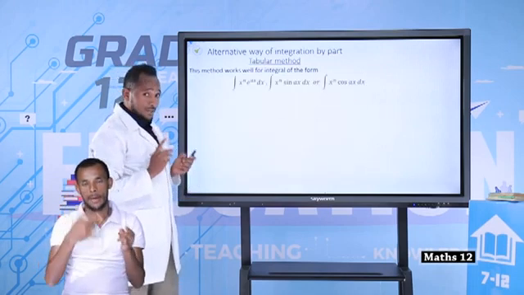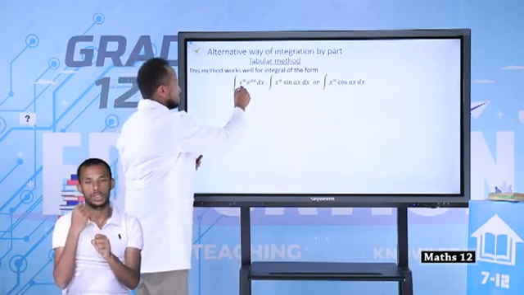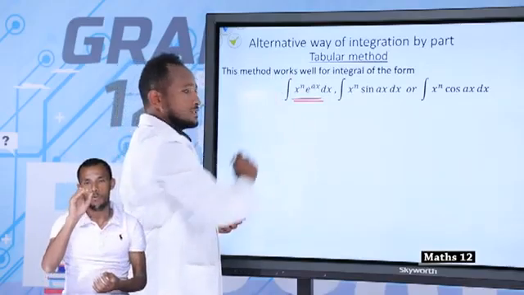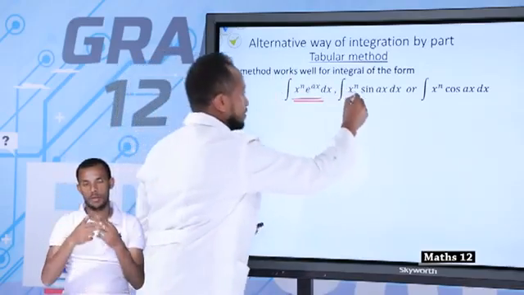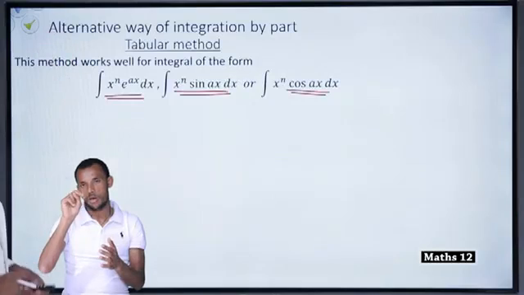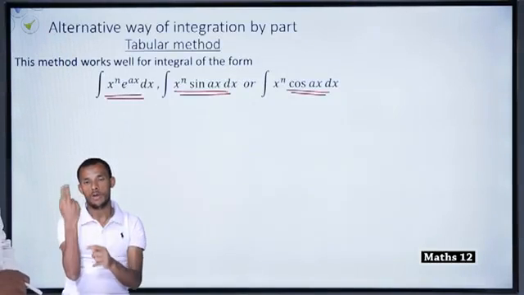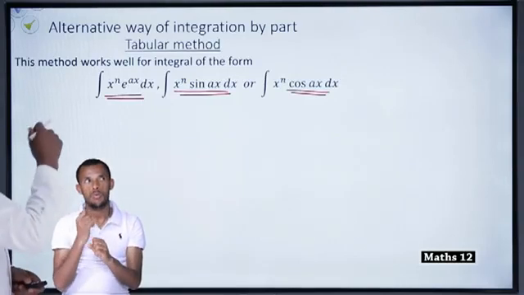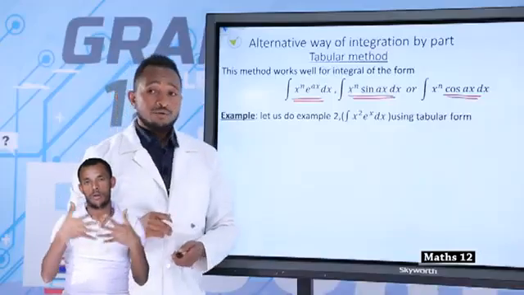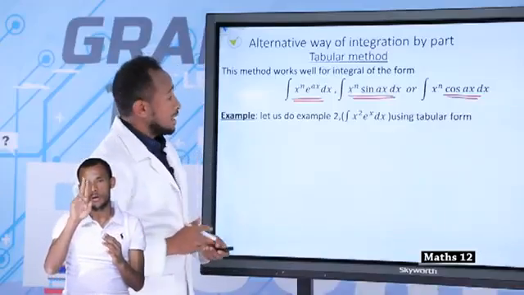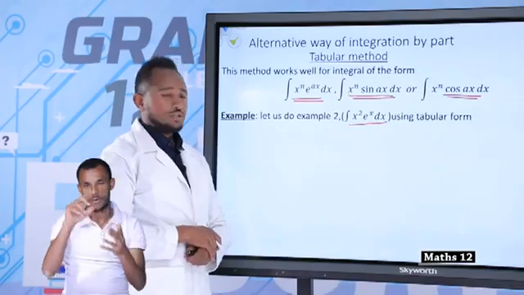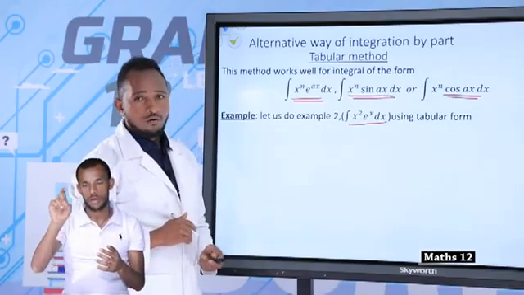By the way, this method works for functions of the form polynomial times exponential function or polynomial times trigonometric function. If you face such types of functions, you can easily apply this tabular method for integration. So let's see this tabular method using the previous example: the integration of x squared e raised to x dx using the tabular form.